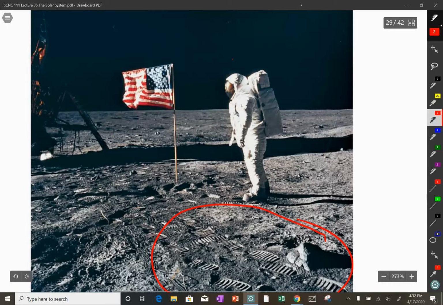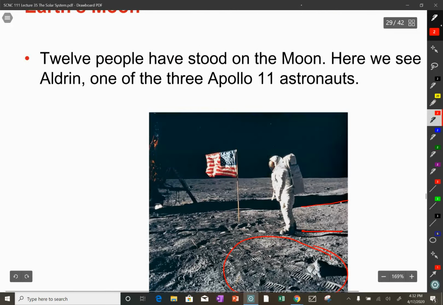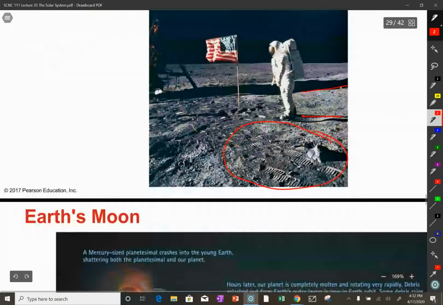Other people will analyze the shadows, the direction of the shadow, and say those two lines aren't parallel. And there's a lot of arguments people make. And bottom line, yes, no, they really were there. 12 people have stood on the moon. This is Buzz Aldrin in this picture.